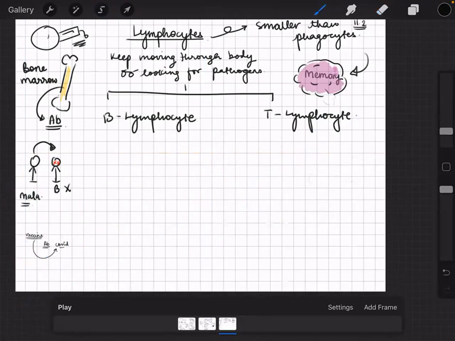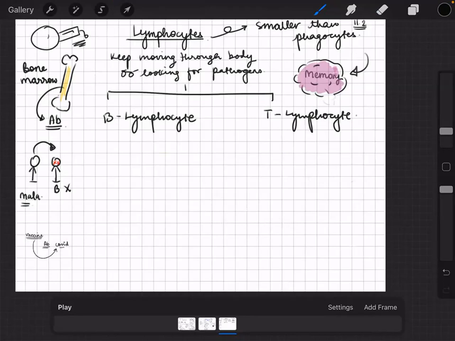Now these two types of cells that are going to be prepared by your body so that it can always make sure you're going to stay safe are really, really peculiar in what they do. So let's talk about your B lymphocytes first.